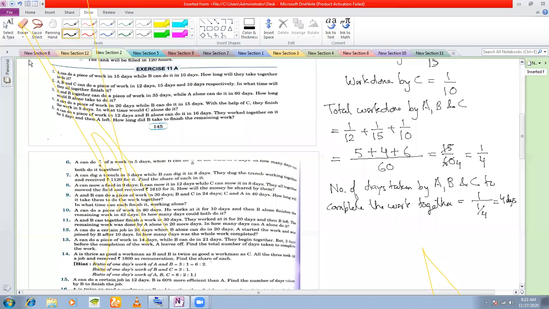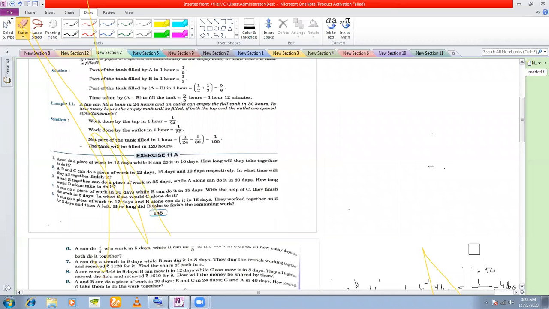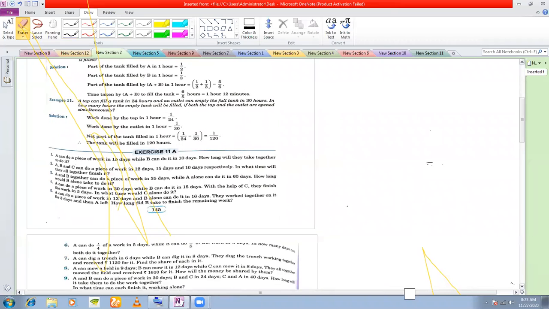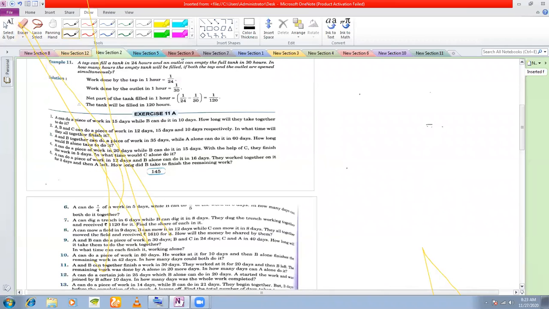Okay, let us now move on to number 4. Now, if you read question number 4, it states that A can do a piece of work in 20 days, while B can do it in 15 days. With the help of C, they finish the work in 5 days. Okay. So that means if A, B, and C work together, they can finish the work in 5 days. In what time would C alone do it?